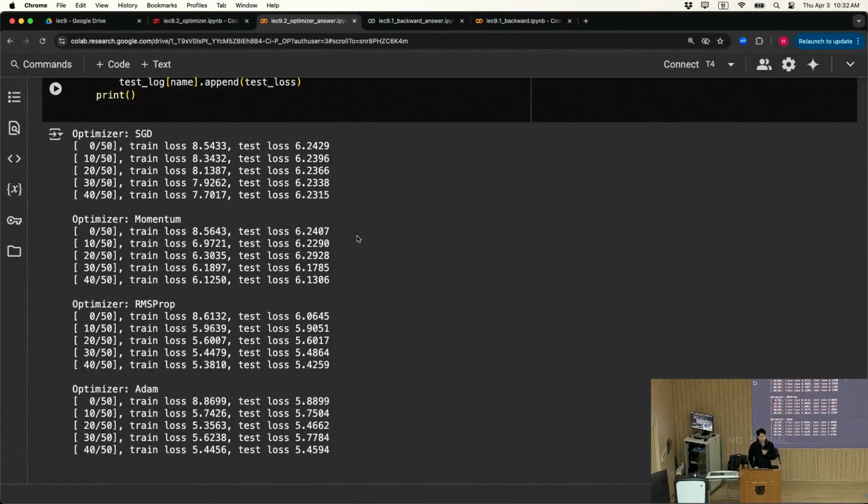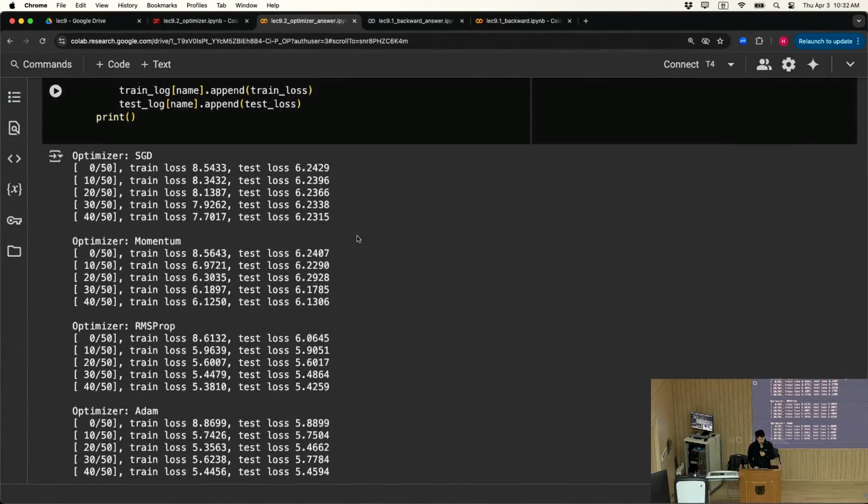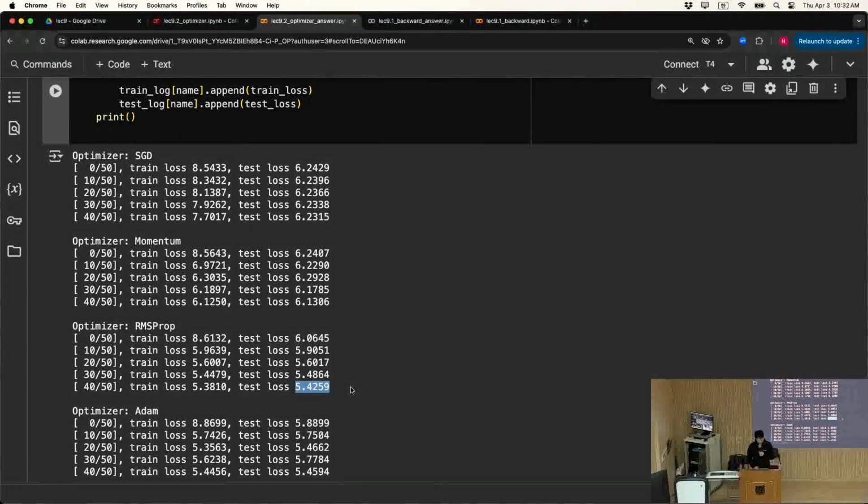Have you guys executed the cell? Okay. On my screen, it's comparing SGD, Momentum, RMSProp, and Adam, and the training loss starts around 8.6 or something like that, and it drops over time to 7.7 for SGD, and to a loss of 5.3, 5.4 for RMSProp and Adam. Same thing for test loss. The test loss is smaller for RMSProp and Adam compared to SGD for the same number of descent steps.